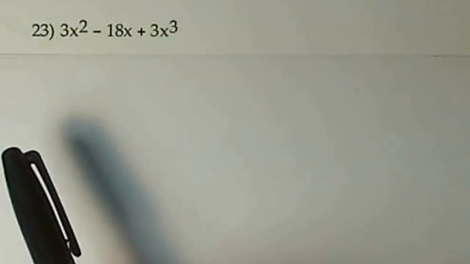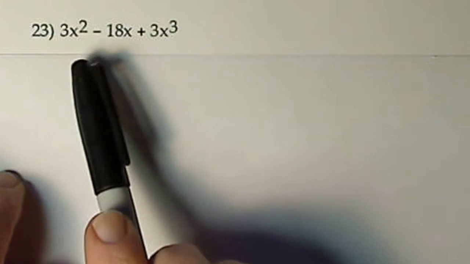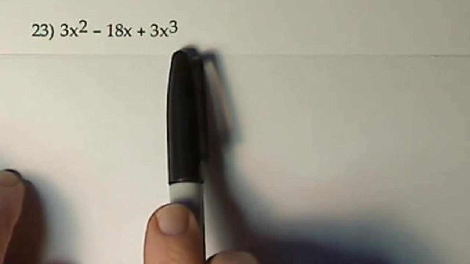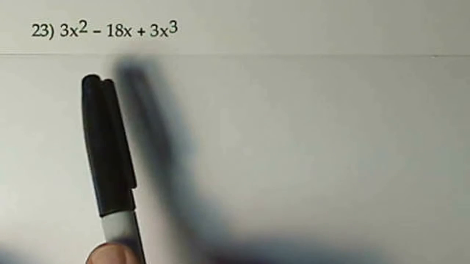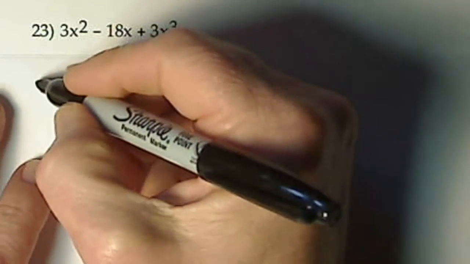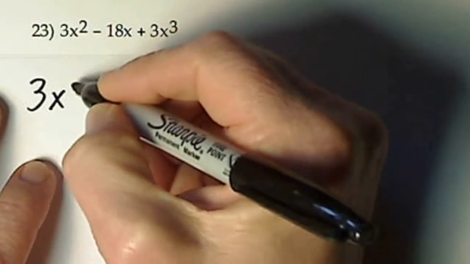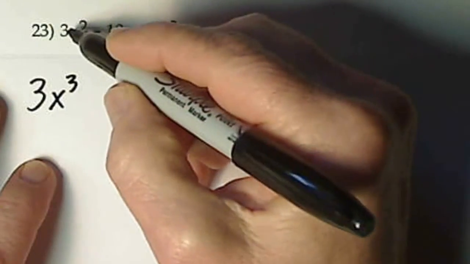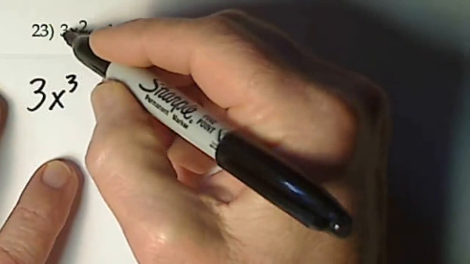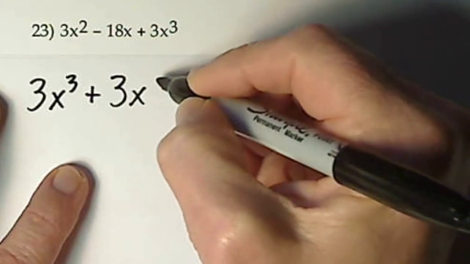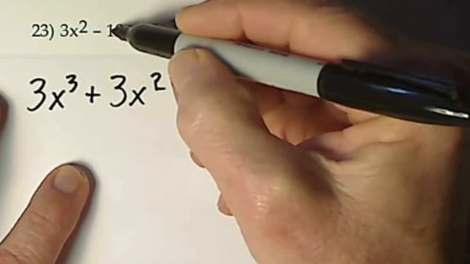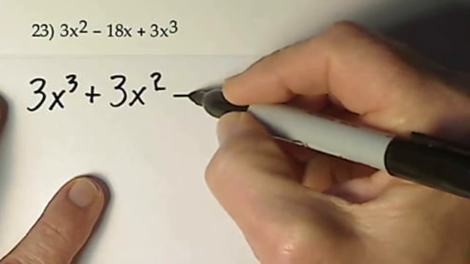For number 23 here, you're going to have to notice that the exponents are not arranged in descending order. X to the 3rd is the highest exponent, so that this term needs to be first. Okay, so we'll start with doing that. So we'll have 3x to the 3rd. The next term would be 3x squared. That's positive 3x squared, so you'll put plus 3x squared. And your last term is your negative 18x.